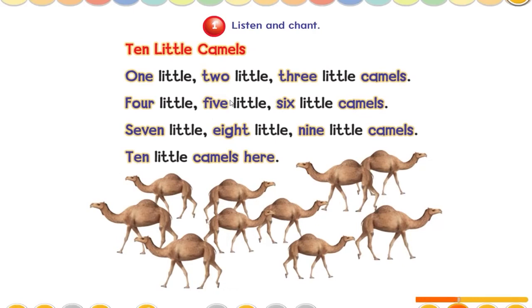Now leave out the number 5. 1 little, 2 little, 3 little camels, 4 little, 6 little camels, 7 little, 8 little, 9 little camels, 10 little camels here. Now leave out the number 8. 1 little, 2 little, 3 little camels, 4 little, 5 little, 6 little camels, 7 little, 9 little camels, 10 little camels here.